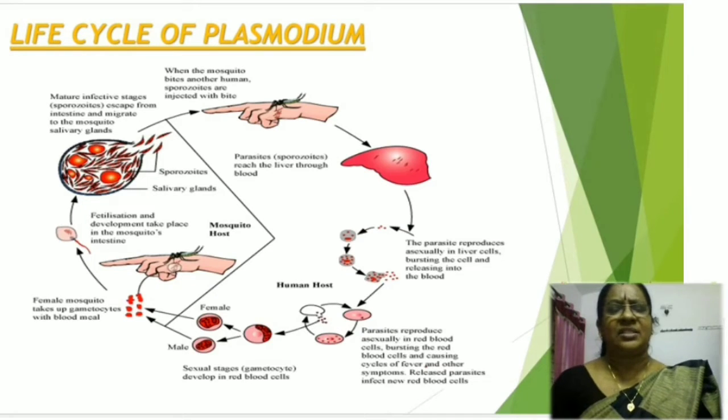Some parasites change into male and female gametes, that is the gametocyte stage. So the sexual stage starts from here. At that time, the female Anopheles mosquito takes blood from that infected person, along with this gametocyte stage. Then further development takes place in the mosquito's intestine, that is fertilization and development. After that, the sporozoite stage escapes from the intestine and migrates to the mosquito's salivary glands for the next attack.